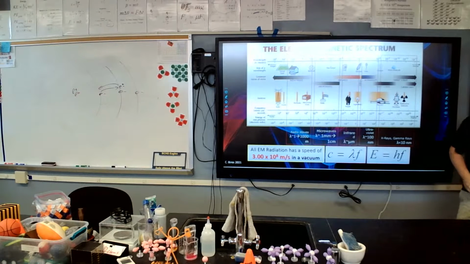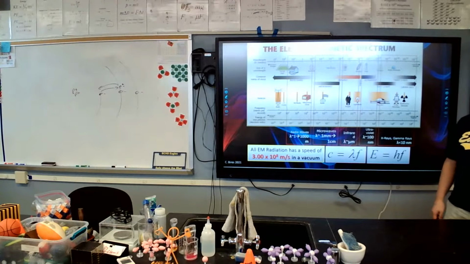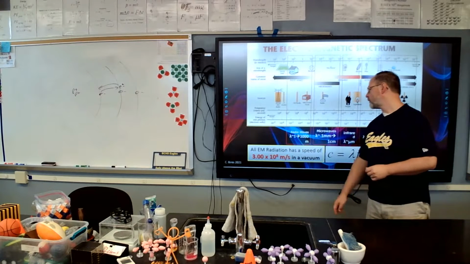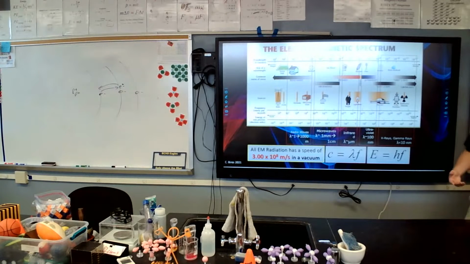What's the important thing about light waves? They all travel at the same speed. They travel at the speed of light, which is 3 × 10⁸ meters per second in a vacuum. 2.98 in air, so we just rounded up to 3.